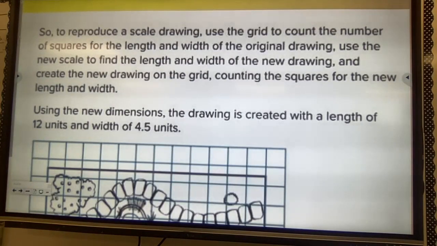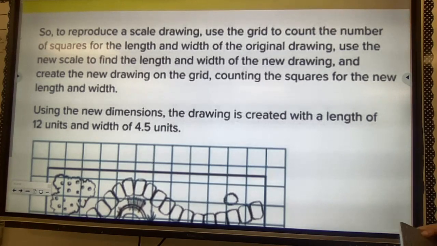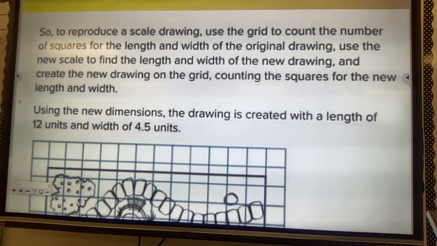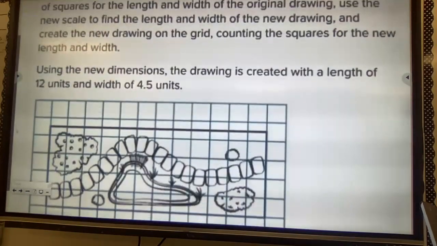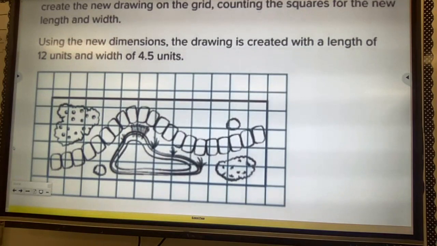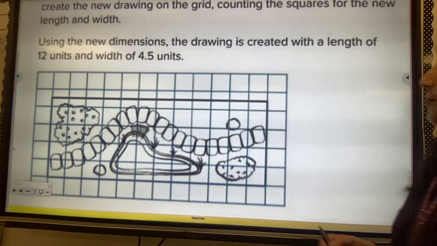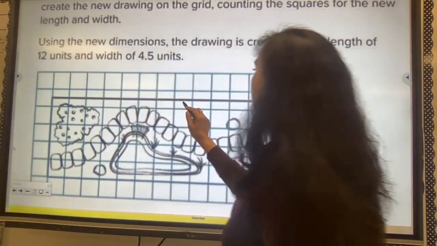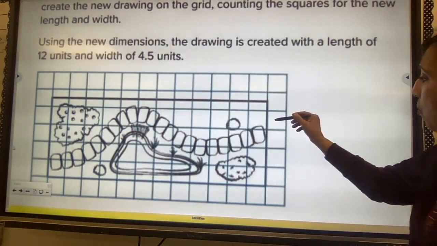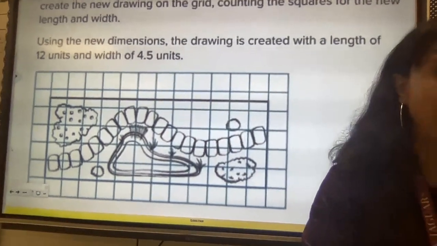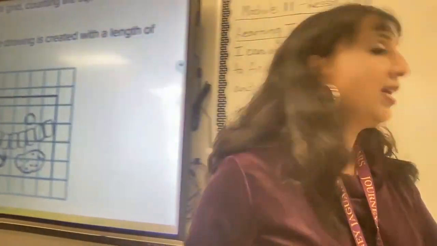So to reproduce a scale drawing, use the grid to count the number of squares for the length and width of the original drawing. Use the new scale to find the length and width of the new drawing and create the new drawing on the grid. Okay, counting the squares for the new length and width. So we had just done how we have 12 units and 4.5 units. So using that, this was created for this park. 1, 2, 3, 4, 5, 6, 7, 8, 9, 10, 11, 12. Look, and 1, 2, 3, 4.5. Okay, so that's how scale drawings are created.